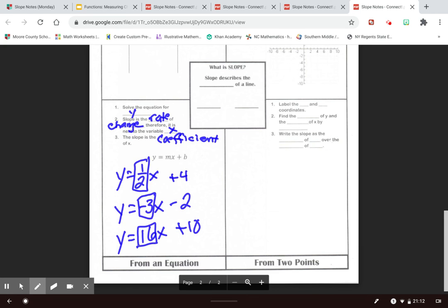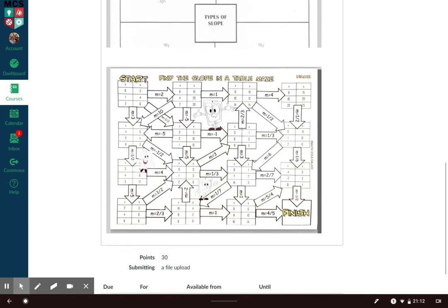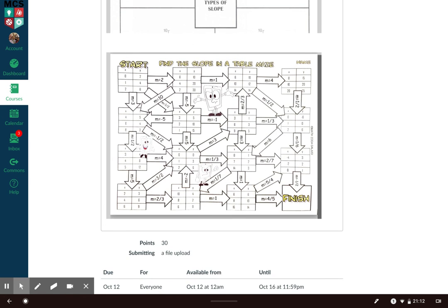All right, so what you've got for today is the slope in a table maze. And you're simply going to do what we've already been doing, which is you're going to look at the pattern of your y values and the pattern of your x values and write the ratio as a change in y over a change in x. Okay?